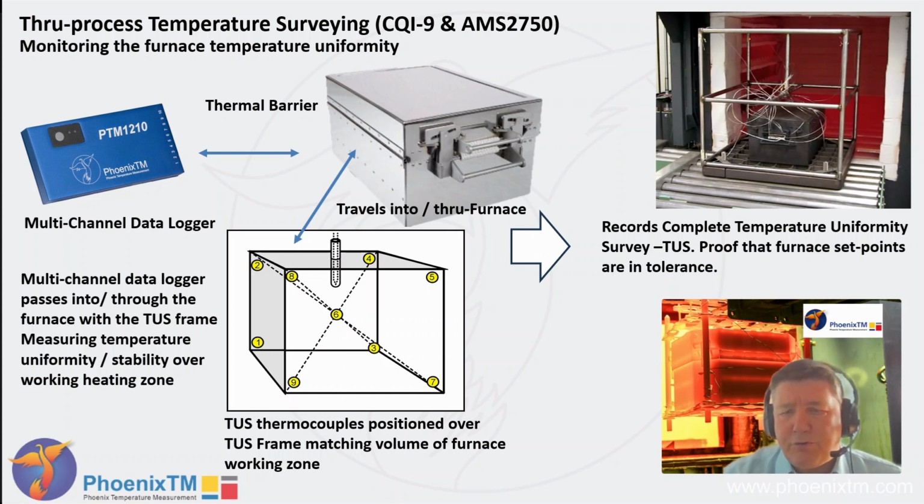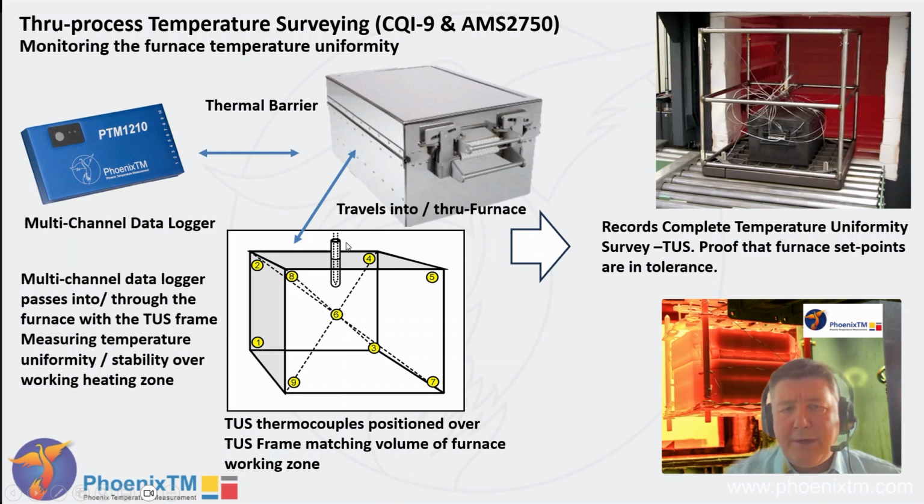Rather than monitoring the product temperature specifically to get the temperature profile, in a temperature uniformity survey, as its name suggests, what we're doing is we're proving that our furnace is working to specification, i.e. it's working accurately at the set point temperatures we need to use it at, but also that it will be uniform in temperature over the complete working volume of the furnace. So any product in that furnace will be seeing the right temperature in a uniform fashion.